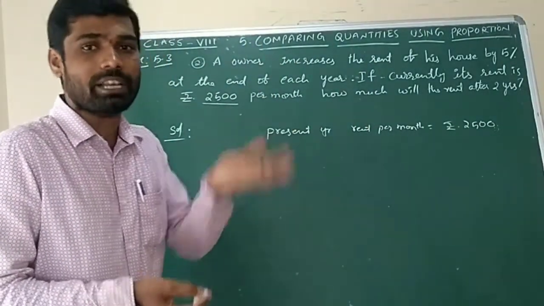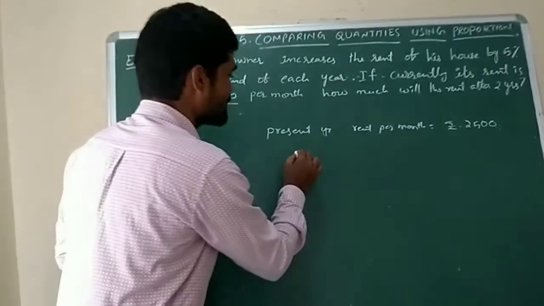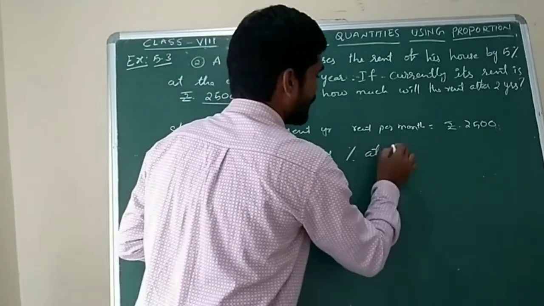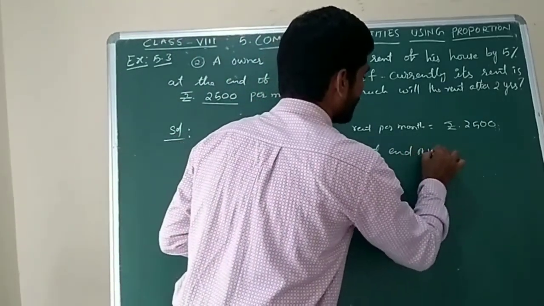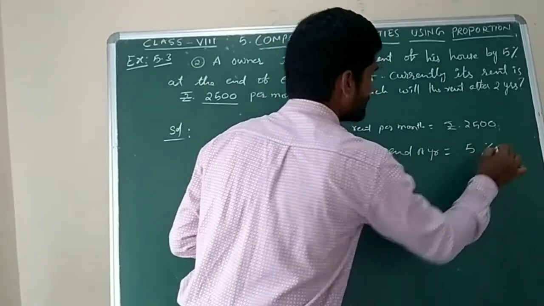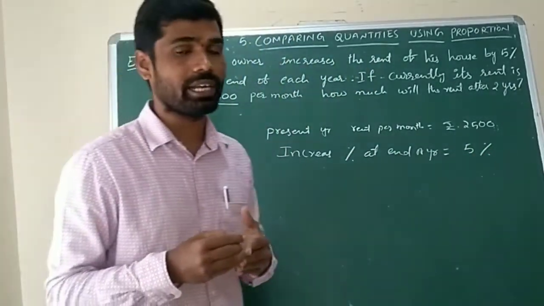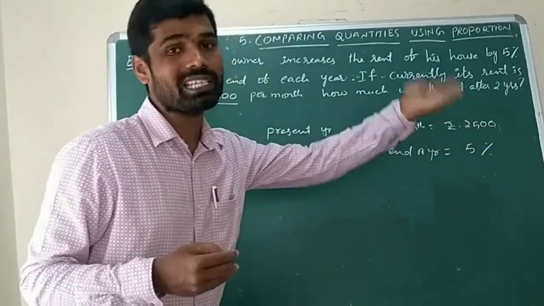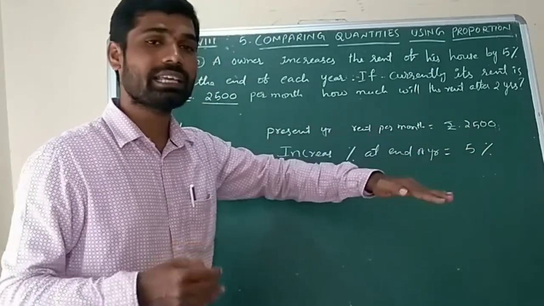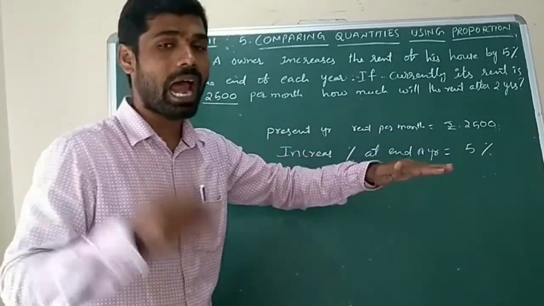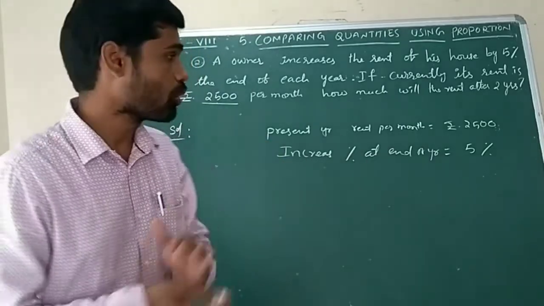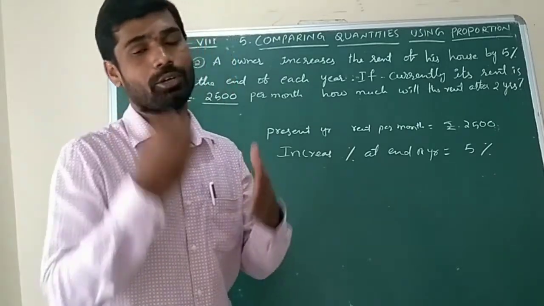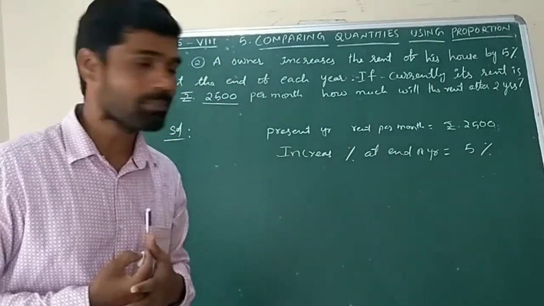What is the percentage increase at the end of the year? For example, this is 2020, and again 2021, how much will be increased? 2,500 plus 5% will be added. So like this, every year 5% will be added to the previous year's rent. So what is the rent after 2 years? This is 2020, then 21, 22. After 22, what will be the rent per month?